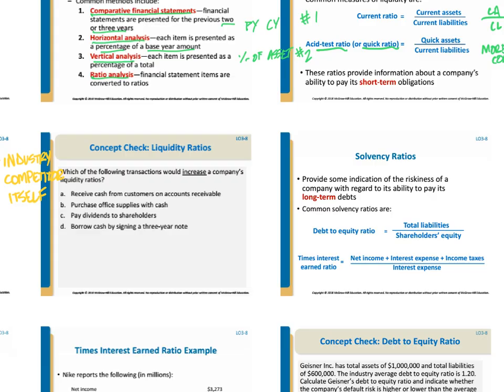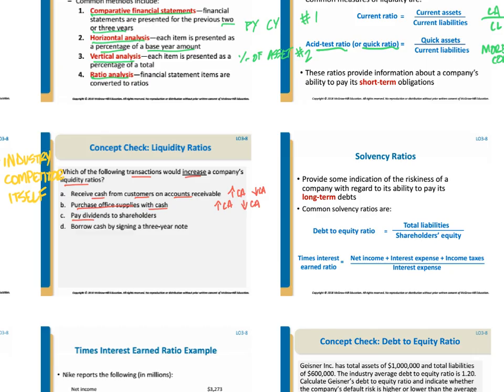Okay, this one says, which of the following transactions would increase a company's liquidity ratio? A says cash received from customers on accounts receivable. So this increase to cash would increase a current asset, but we would decrease accounts receivable, another current asset, thereby netting the result. So that wouldn't change our current ratio. Here it says purchase office supplies with cash. This is the same sort of situation.